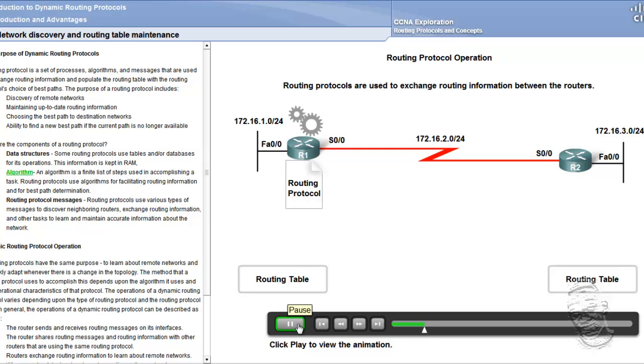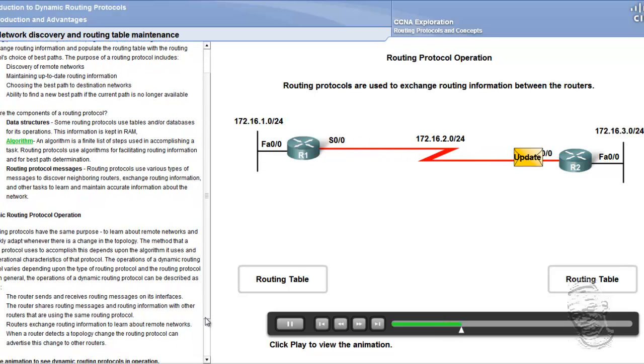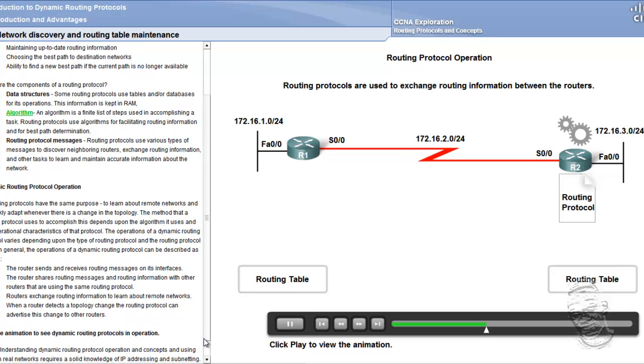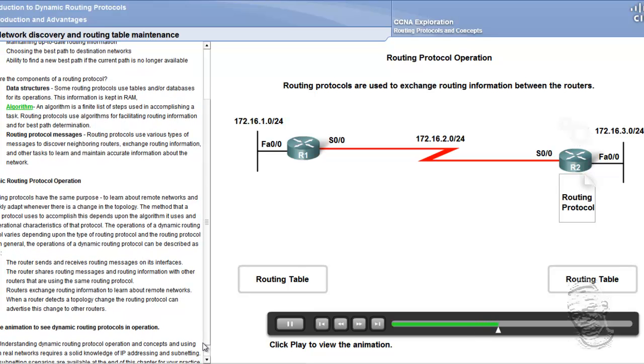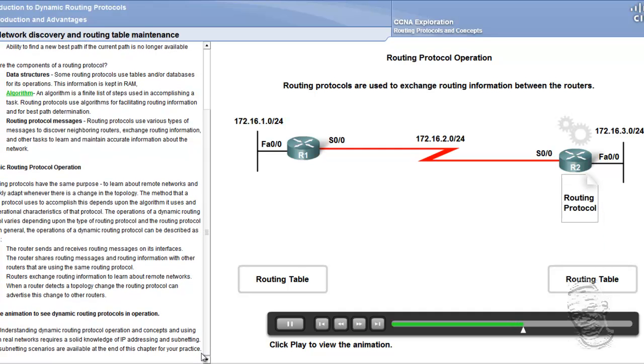Dynamic routing protocol operation. All routing protocols have the same purpose: to learn about remote networks and to quickly adapt whenever there is a change in the topology. The method that a routing protocol uses to accomplish this depends upon the algorithm it uses and the operational characteristics of that protocol. The operations of a dynamic routing protocol vary depending upon the type of routing protocol and the routing protocol itself. In general, the operations of a dynamic routing protocol can be described as follows.